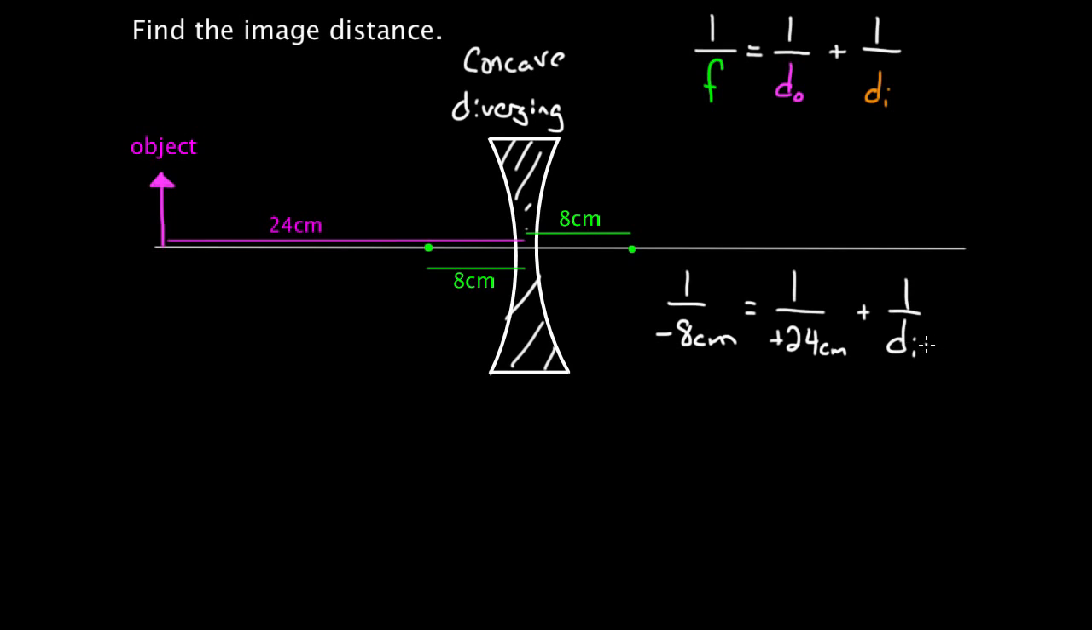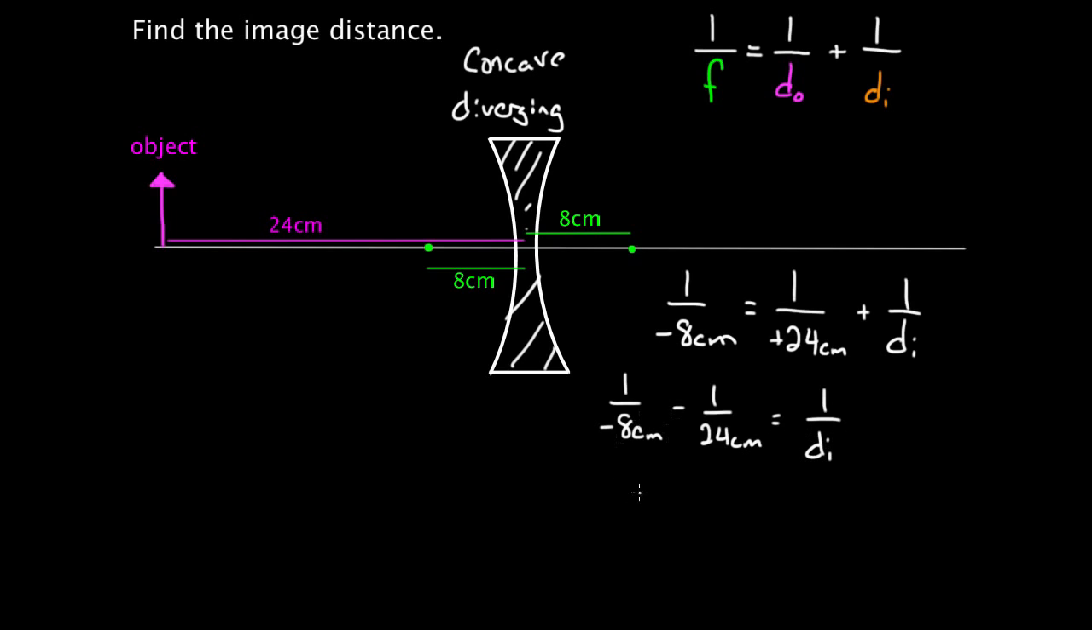So 1 over di. If I use algebra to solve here, I'll have 1 over negative 8 centimeters minus 1 over 24 centimeters. And note, I can put this all in terms of centimeters, or I could put it all in terms of meters. It doesn't matter what units I use here, those are the units I'll get out. I just have to make sure I'm consistent.